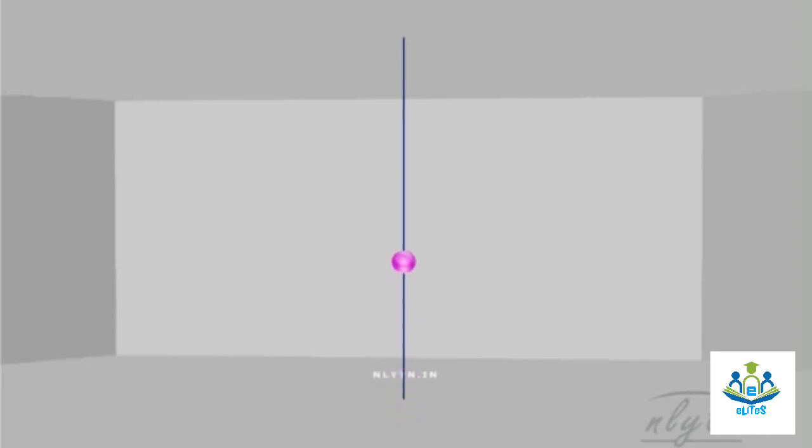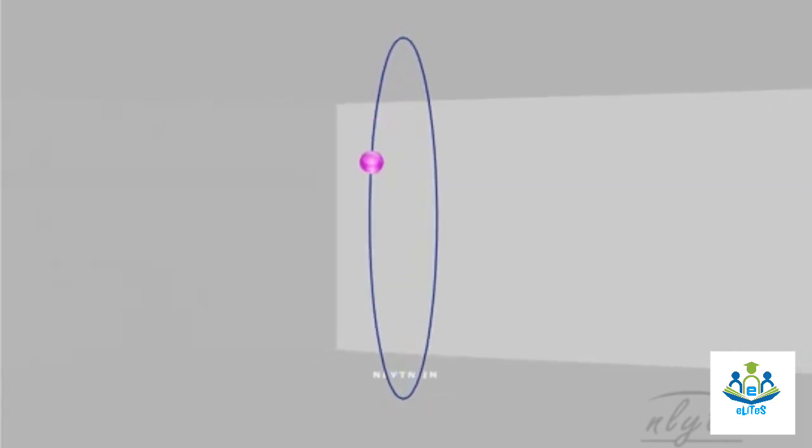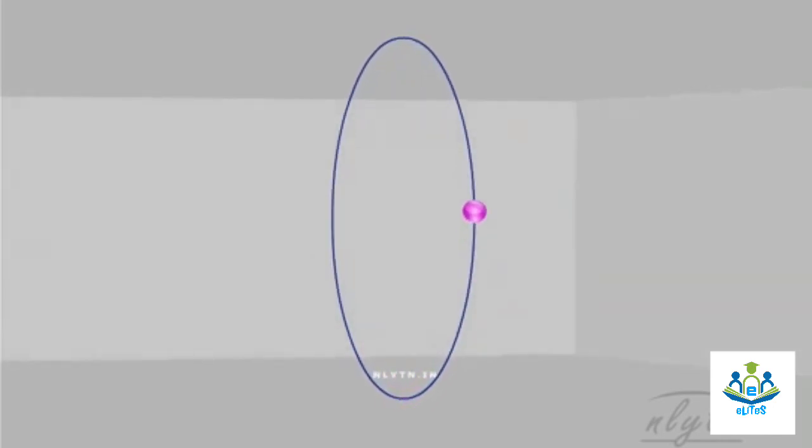Simple harmonic motion and uniform circular motion. When a particle executes simple harmonic motion, as you see, the particle is moving up and down along a rod. It is actually the projection of a particle moving in uniform circular motion. This particle is moving with constant angular velocity omega in a circle.